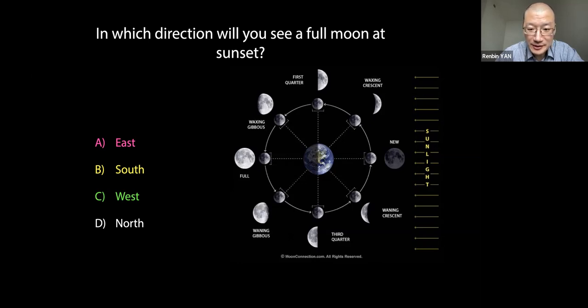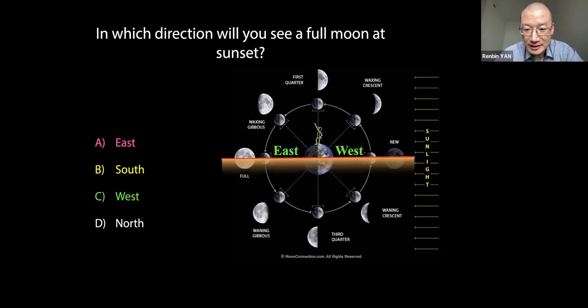Okay, so time is limited. The majority of you got it correct, and the correct answer is A. This is how you can draw it. When it is sunset, again, the horizon is aligned with the sun, and it is in the west. And where is the full moon? The full moon is over here, so it is in the east direction. So the correct answer is A.